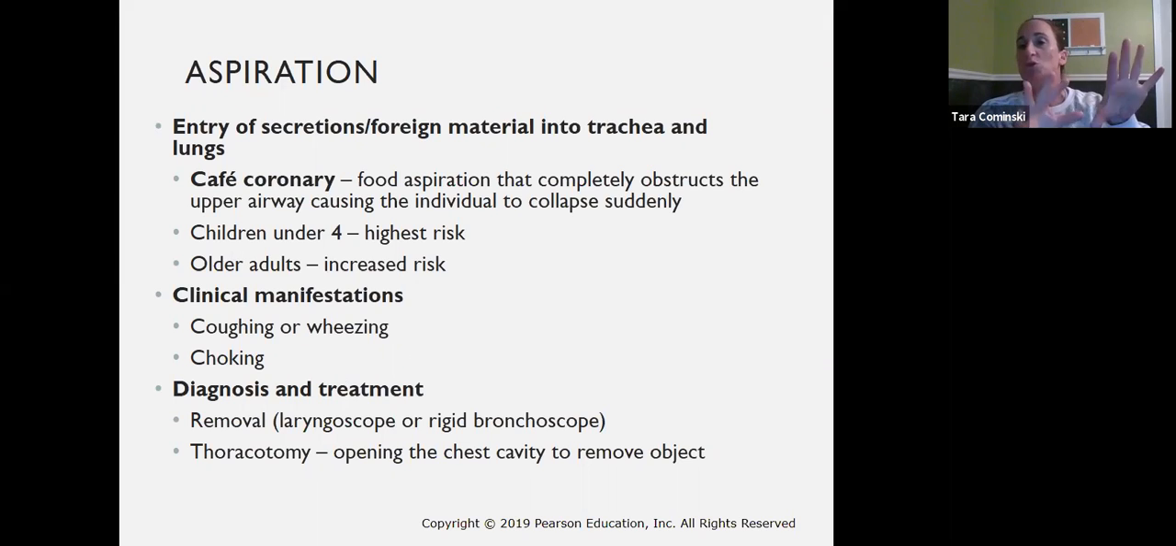Okay, so first specific situation to talk about. This isn't necessarily a disorder, but this is something that will affect ventilation, obviously, and expansion of the lungs: a blockage. If there's some blockage somewhere, air's not going to get into the lungs, and it depends on where that blockage is. It could be foreign material, but it also can be secretions or mucus that can block an air passageway as well. The term here, cafe coronary, is basically when foreign material or food, particularly, completely obstructs an upper airway, and that individual can just collapse suddenly. Complete blockage, there is no air movement going through.